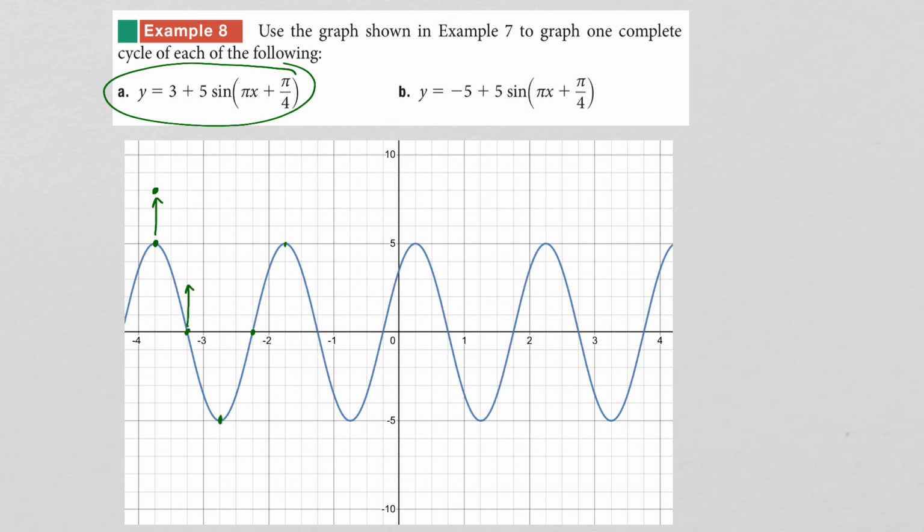If I go up 3 units, that will be here. Up 3 units will be here. Up 3 units is here. And up 3 units is here. Okay, now I'll get rid of all those little arrows so we can see it a little bit easier.